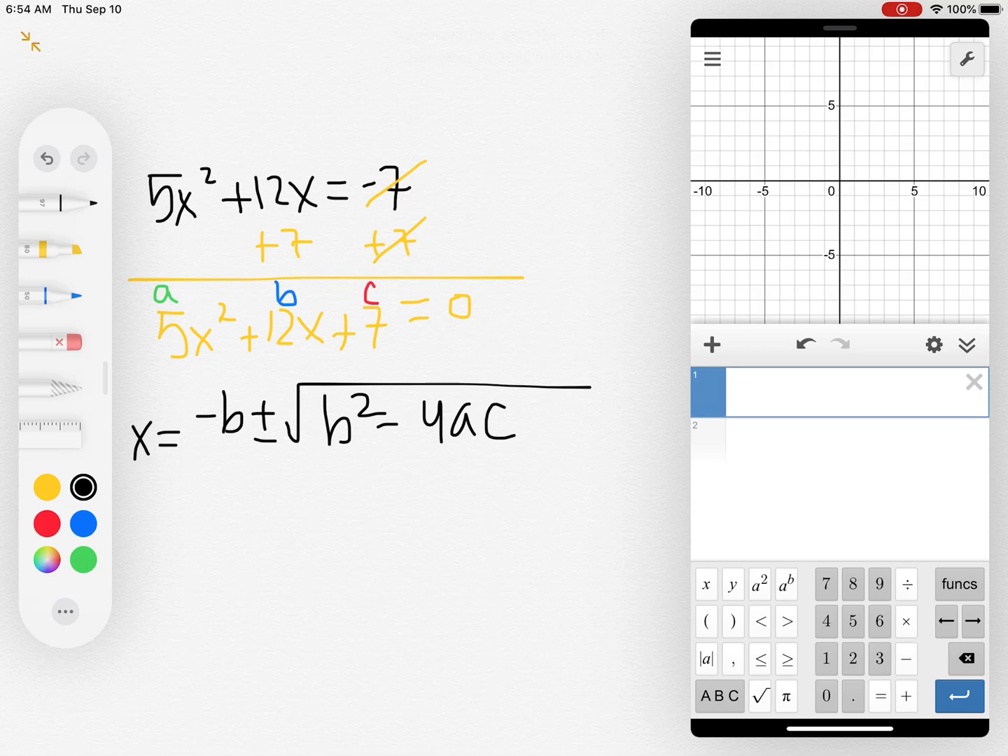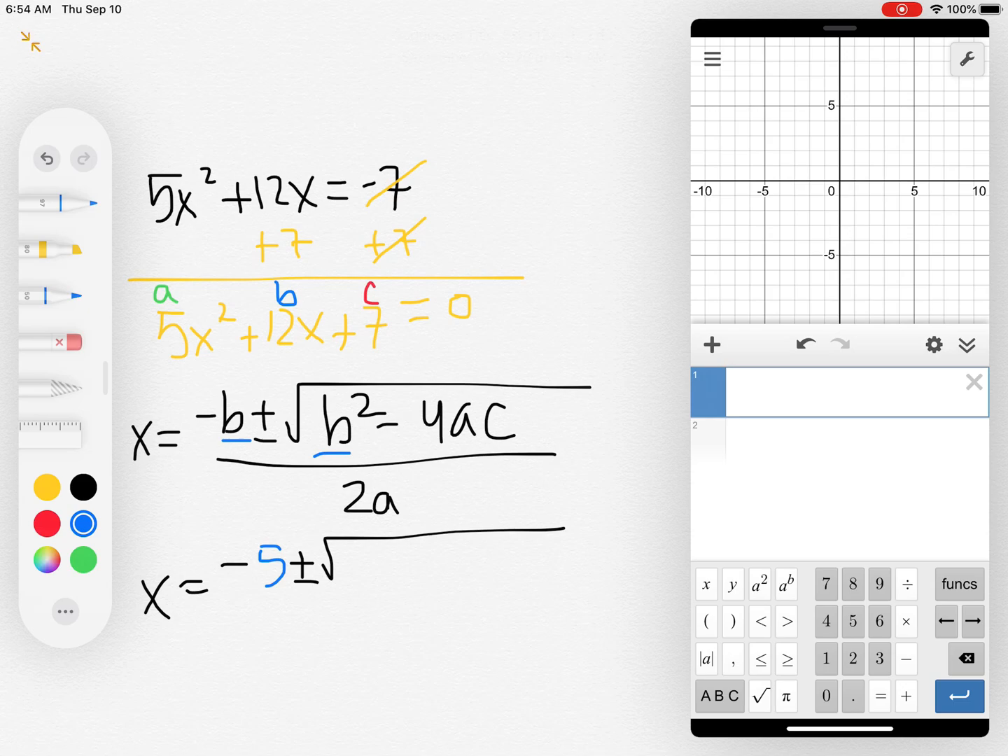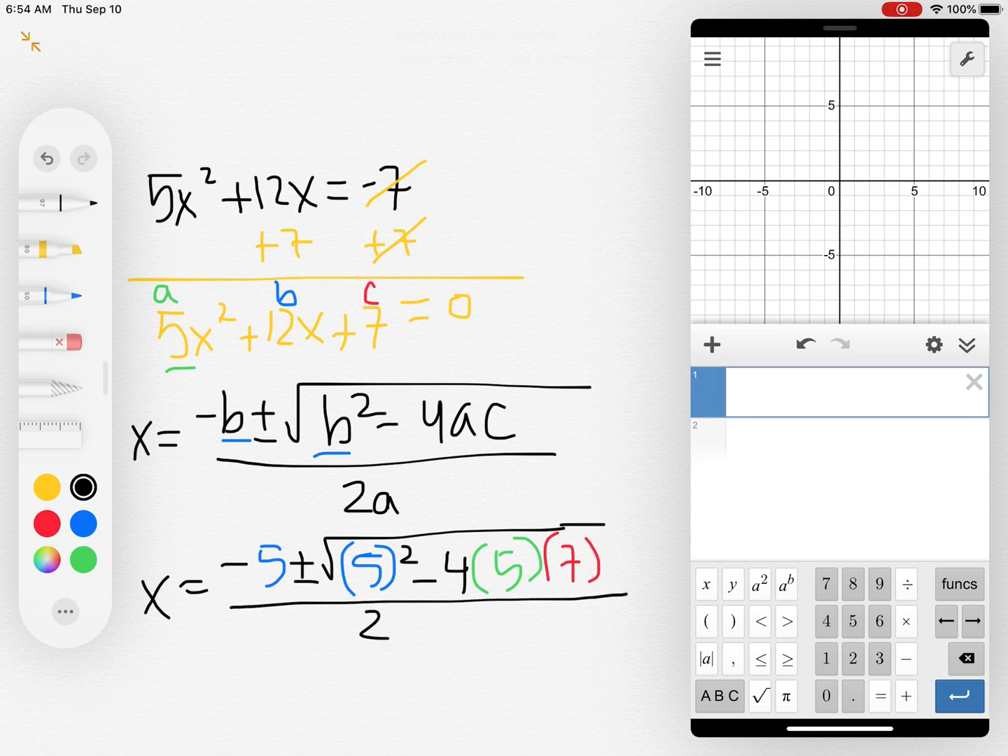Write out our formula. Let's plug things in. So first up is negative b, so that's going to be negative 5 plus or minus. B is still 5, put it in parentheses, squared, minus 4, parentheses a is 5, parentheses c is 7, all divided by 2 times a, which is still 5.